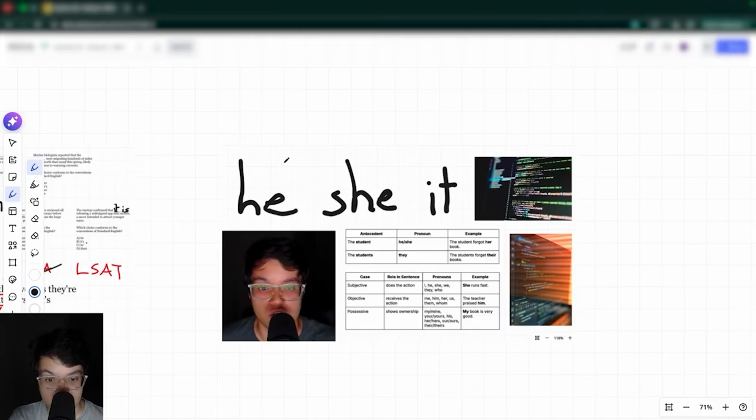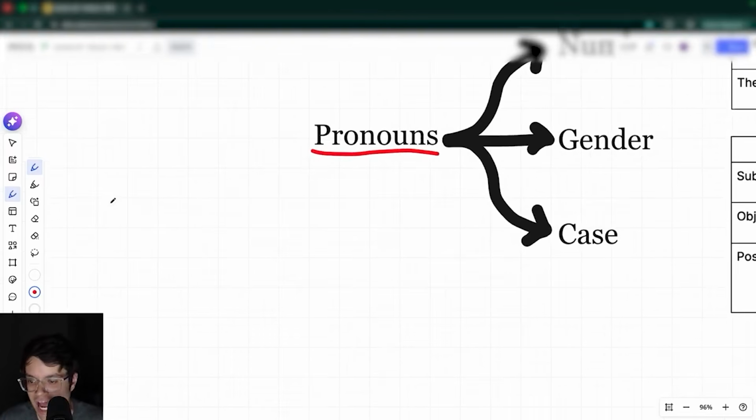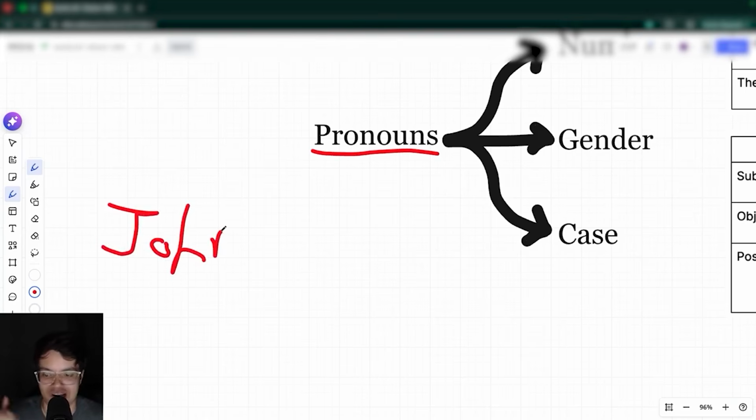Finally, on pronouns, this is another very niche thing, less than 10%, but it's very, very good to know. Let's talk about pronoun questions on the SAT. In case you're not familiar, a pronoun is basically a shorter, smaller way to write a noun. So let's say we have John. John is a perfectly fine way to say John. I am John. If you're talking about John in a sentence, we could use the word John.